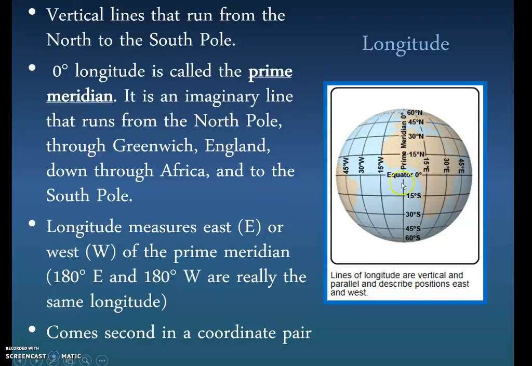So similar to the equator, the prime meridian is an imaginary line that runs from the North Pole all the way down to the South Pole, and it is 0 degrees longitude. So then we have degrees west and degrees east of the prime meridian, and it's going to come second in the coordinate pair. And we're going to do an example of this in a minute.